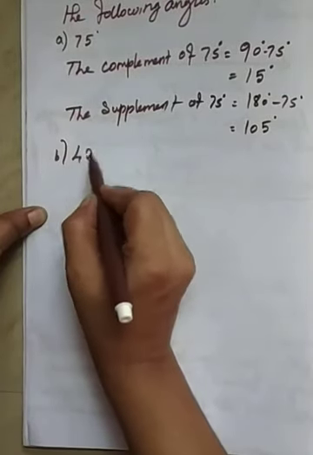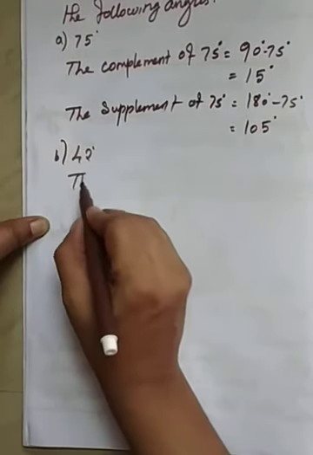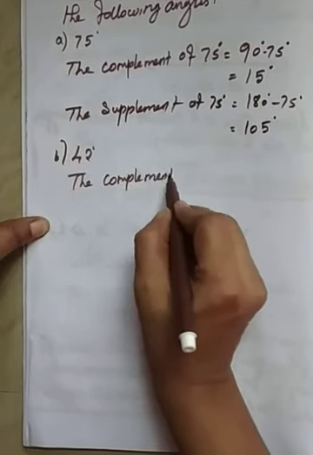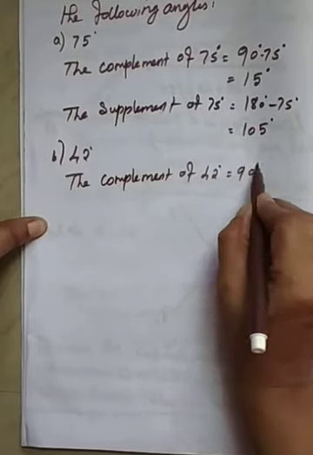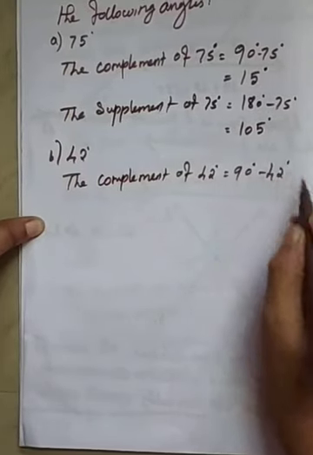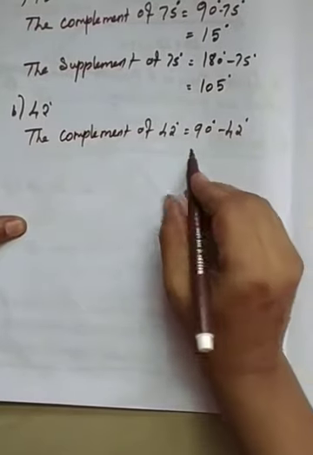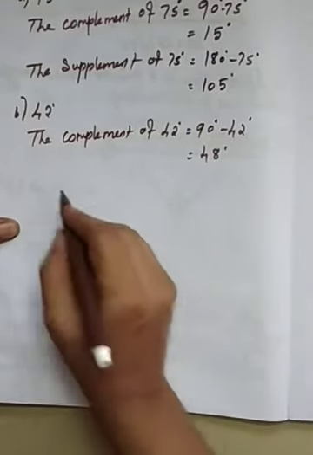You can take 42 degree. What is the complement of 42 degree? The complement of 42 degrees is equal to 90 degree minus 42 degree. What is 90 degree minus 42 degree? What will you get? 48. So another angle is 48.